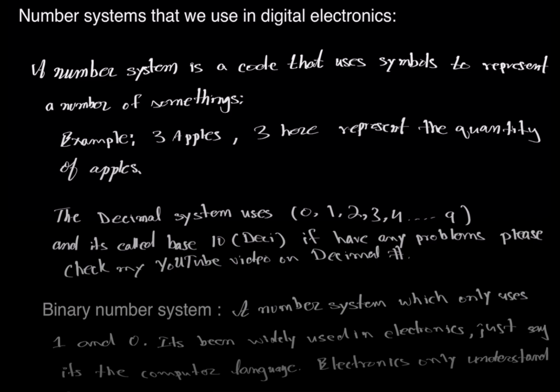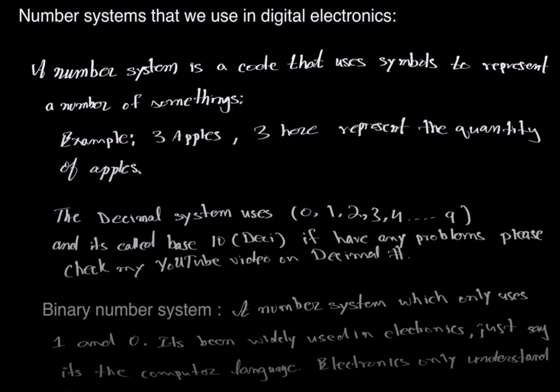In today's session, we'll be talking about the number systems that we use in digital electronics. Before we talk about that, we should know what a number system is, whether in digital electronics or in mathematics, like the decimal number system. So what is that? A number system is a code that uses symbols to represent a number or something. It's just a code.